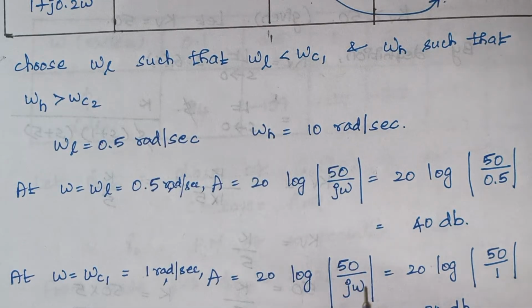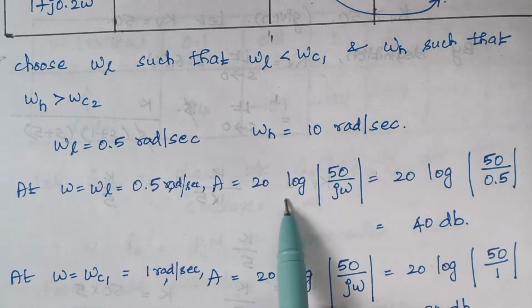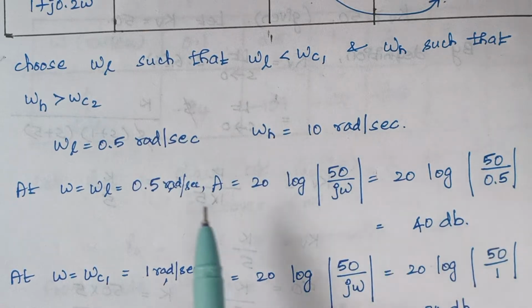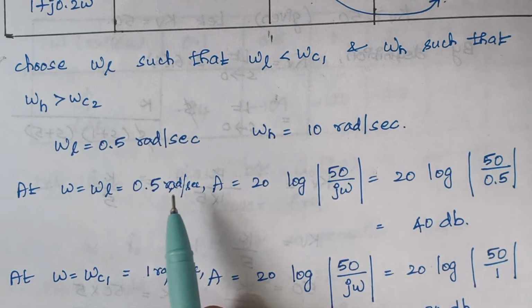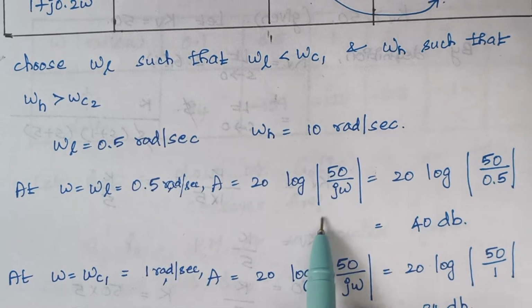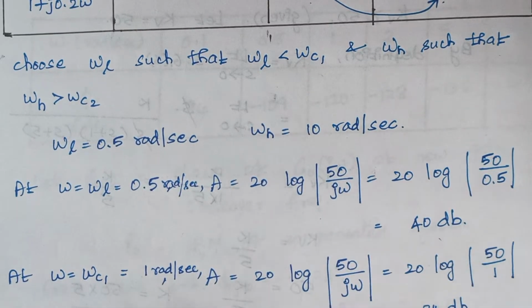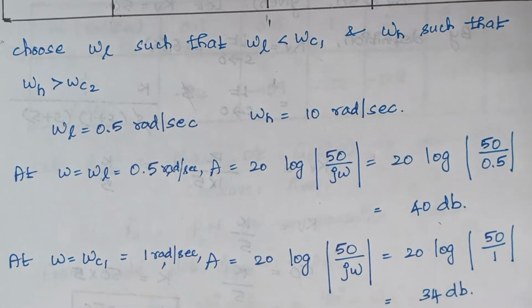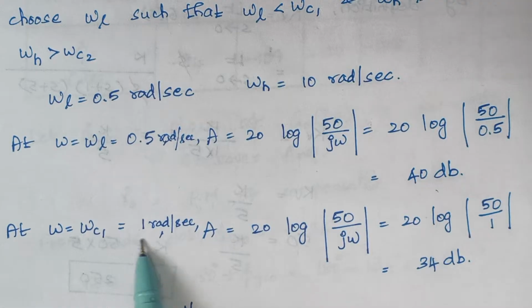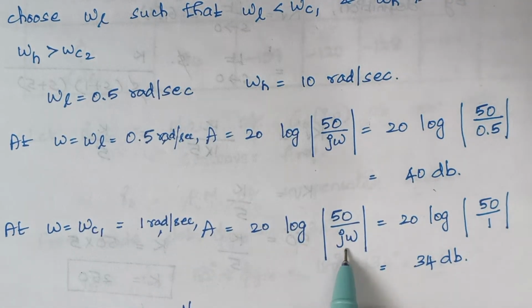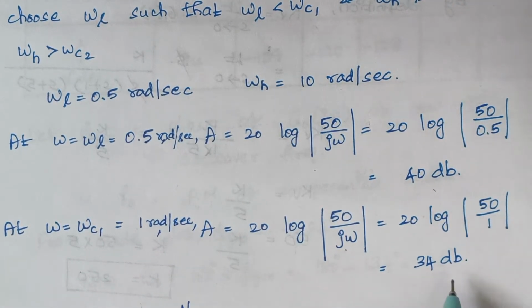Since we want the output in decibel, here we are adding 20 log, that's it. So the value of omega L is 0.5. So you just substitute in this expression and get the answer. Similarly, do the same thing for omega equal to omega C1. Here the value is 1. So just substitute the value as 1 here and find the values.